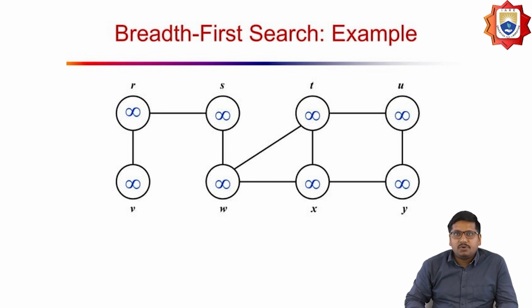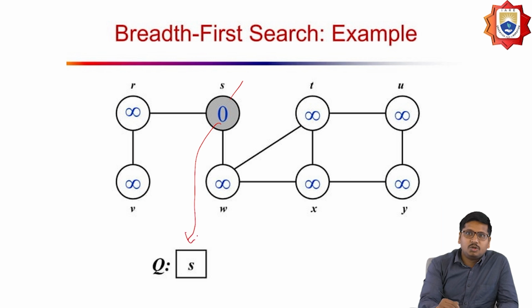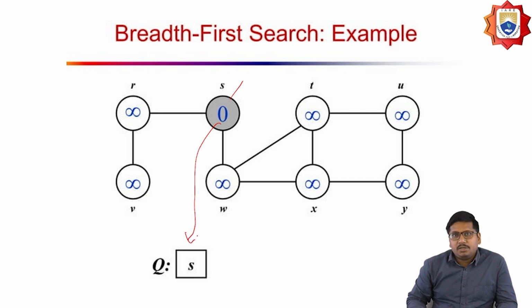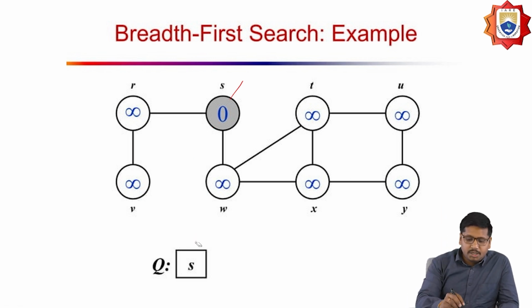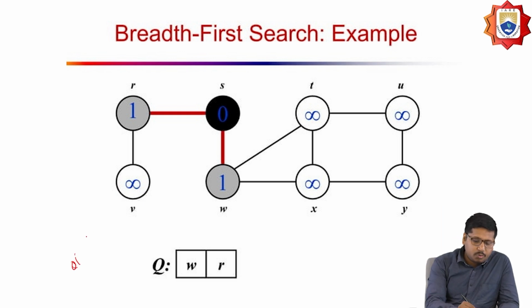So this is the graph. Initially I'm going to set every distance to infinity. I'm going to consider one starting source vertex, and that should be pushed onto the queue. So this one I'm going to consider as the starting vertex, and it is stored in the queue here. Next, I want to find out which vertices are adjacent to S. So initially Q has S, and it should be popped out.